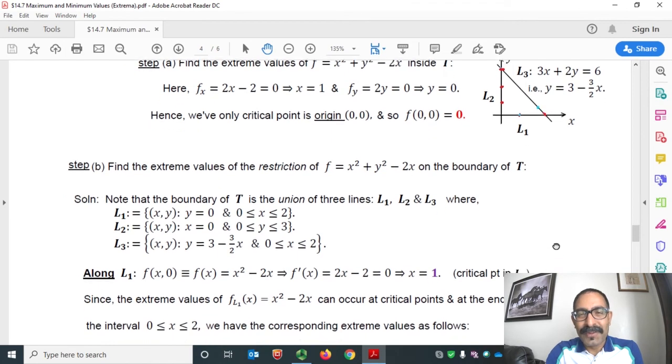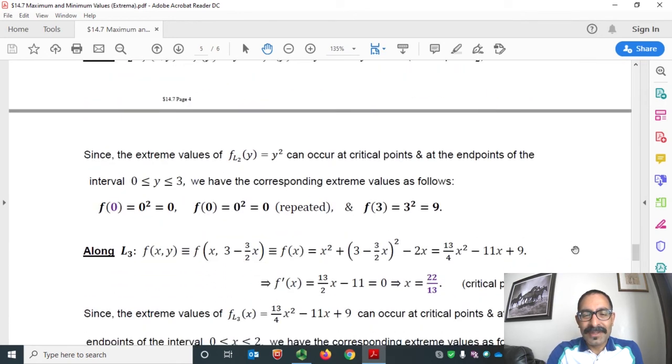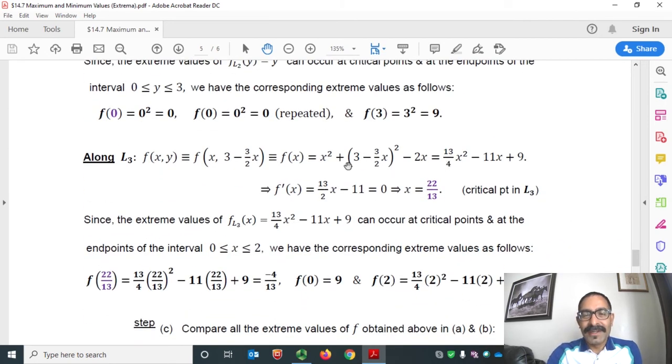I hope you are following me. So let me show you the algebra here. Then we have these expressions. Foil these middle terms and simplify. It gives us 13/4 x squared minus 11x plus 9. This is a function of a single variable, so you can use our Calculus 1 ideas. So find the ordinary derivative. F prime of x turns out to be this expression. Set it equal to 0 and solve for x. So x equals 22/13. So we found this critical point on L3.